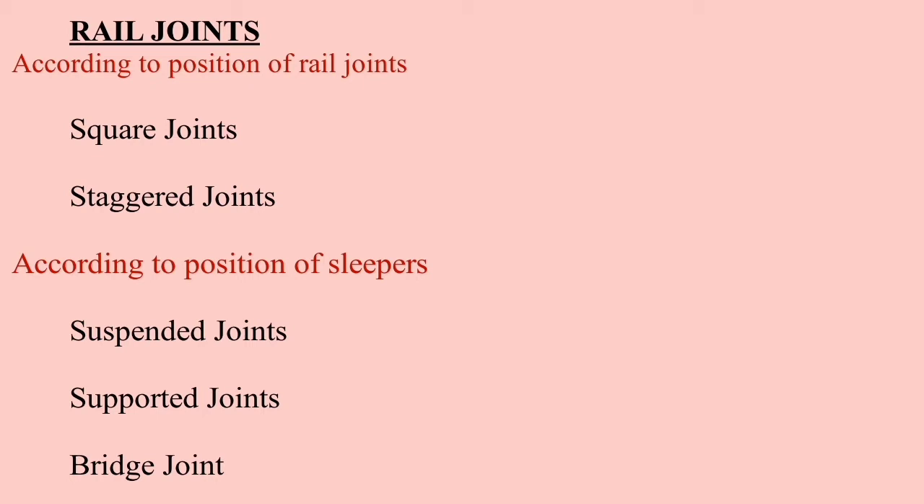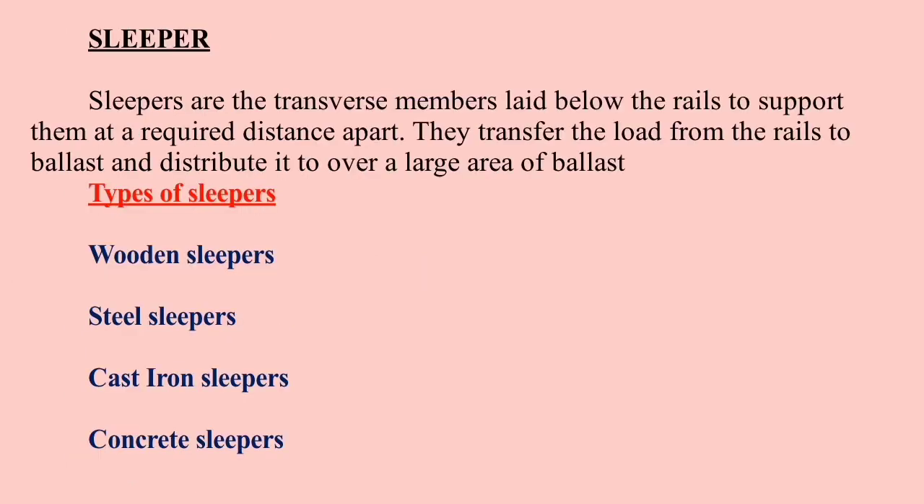And what is a bridge joint? The rail joint supported by a bridge of metal which rests on two sleepers is known as bridge joint. And these are the different types of joints in rail.